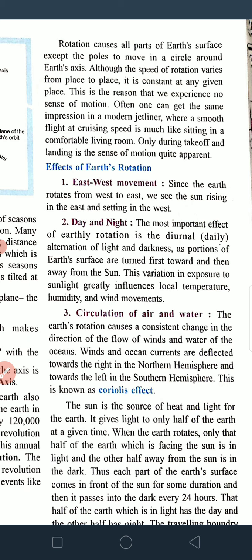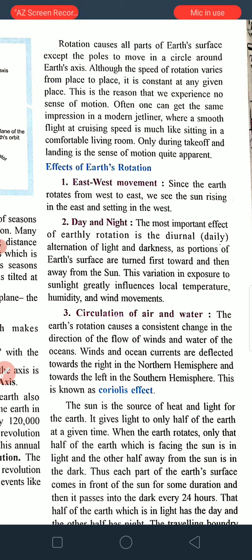Day and night are caused, we already know, when earth rotates around its axis, only half of the part is visible towards the sun and the other half then comes in front of the sun in the next 24 hours. So at a time only half part of the earth is facing towards the sun, and this causes day and night at various places.